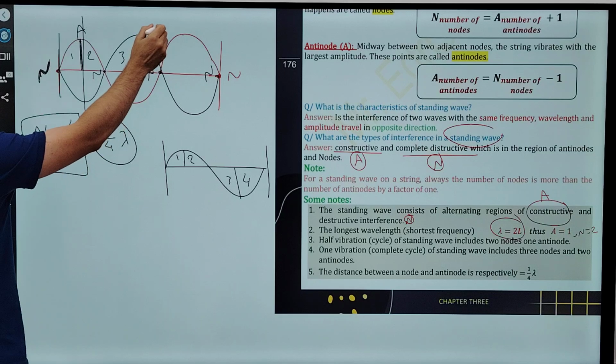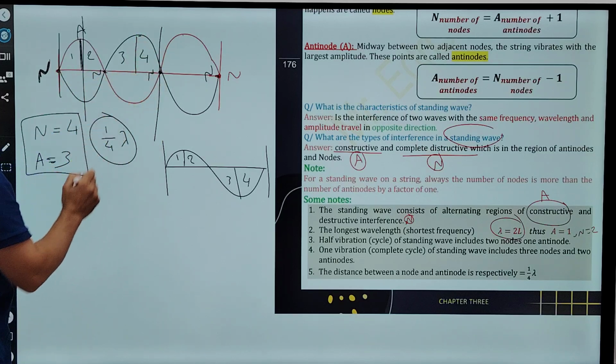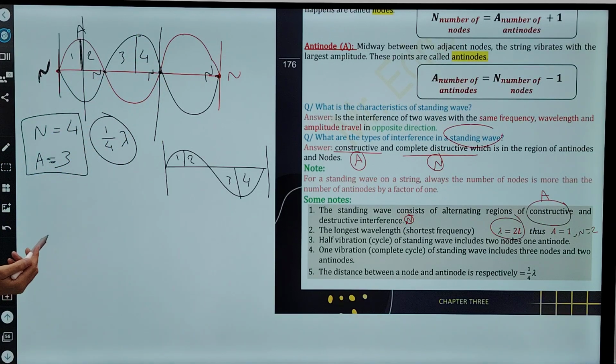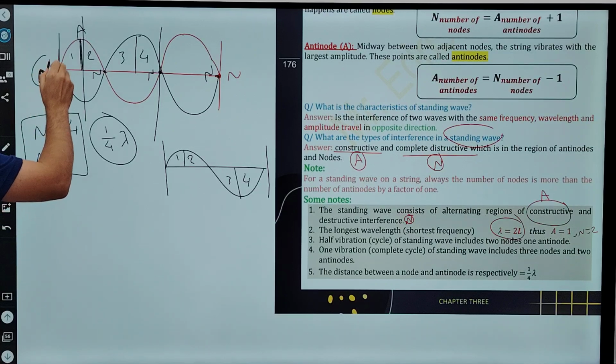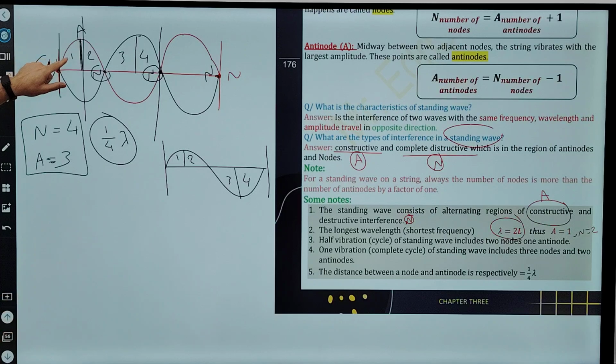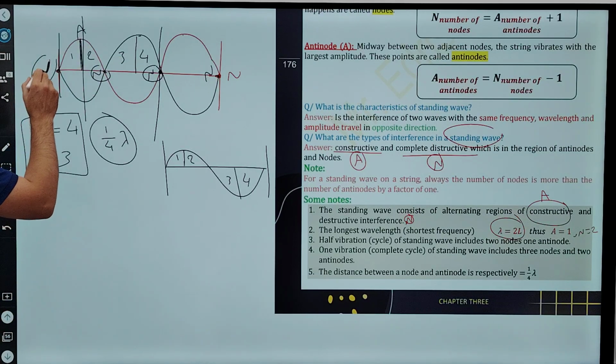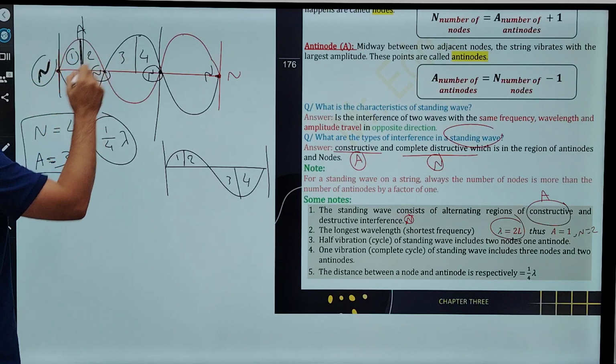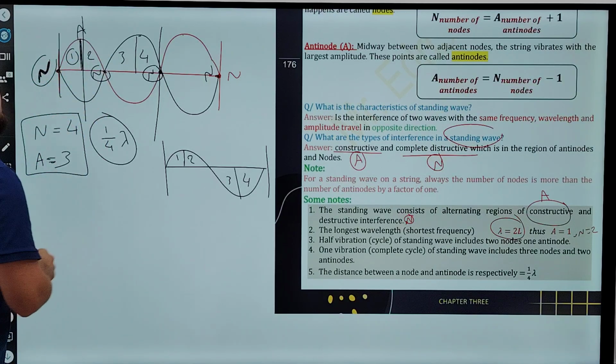The distance between 3 nodes is equal to one wavelength. Why? Because the distance between 3 nodes consists of how many quarters? 4. 1, 2, 3, 4. So that is why the distance between a node and an antinode respectively is equal to 1/4 wavelength. Okay?